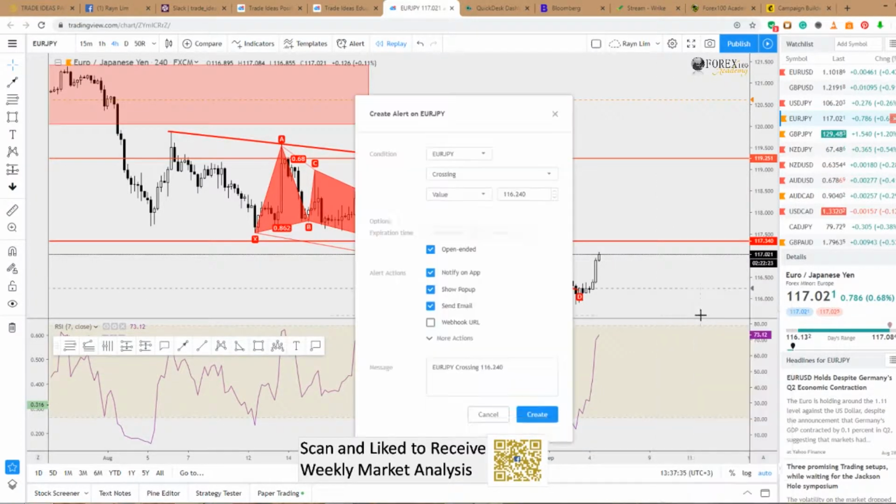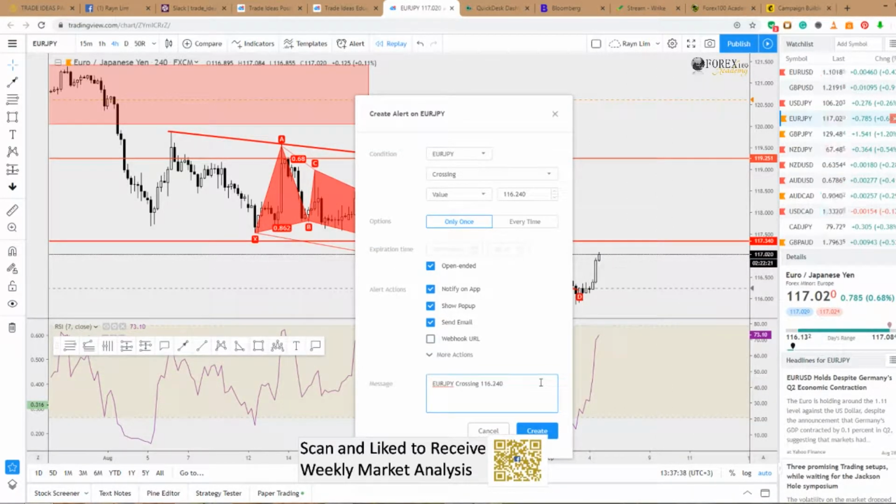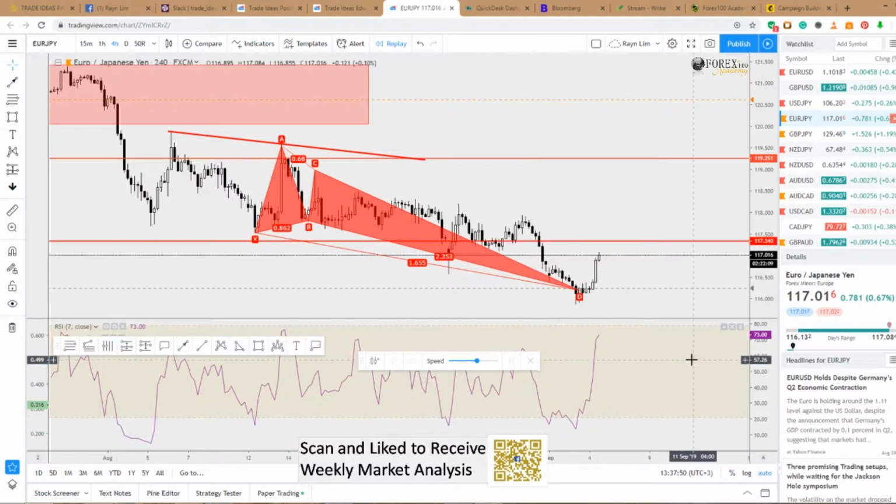Right click, add alert, Euro Yen, 4 hour chart, crab pattern, counter trend, type 2. Okay, so I'll be waiting here for a retest. As long as the first target is not taken up, I'm pretty okay to engage a trade. If the first target is out, then I have to decide whether I am going to engage a trade.